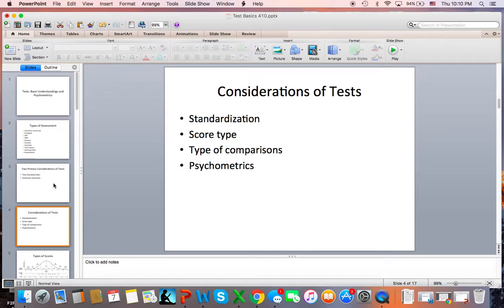Some considerations of tests are the standardization, what sort of score type is used with the test, what type of comparisons you are making, and the psychometric properties of the tests. Remember, standardization has to do with, one, the administration: all the directions are said the same way to each participant. Also, materials are the same for each participant, the test looks the same for each participant, and the participants respond in the same way through the same means. And then the tests are scored in the same way regardless of participant.